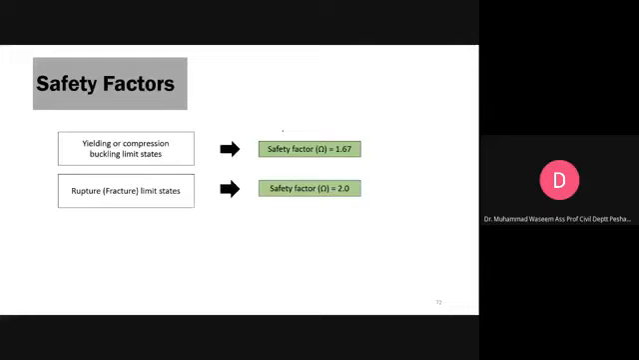Now we said that we are going to use two philosophies, which are LRFD and ASD, for the design and analysis of our members. For LRFD, we have seen the phi value, or material resistance reduction factor, for yielding. We have seen it for rupture. For ASD, we use factors of safety, and these will be 1.67 for the same limit states, and 2.0 for the rupture limit state.